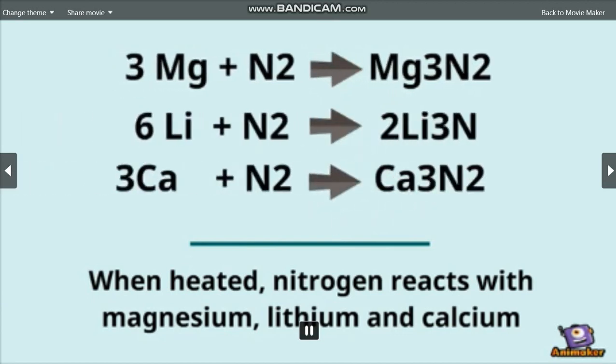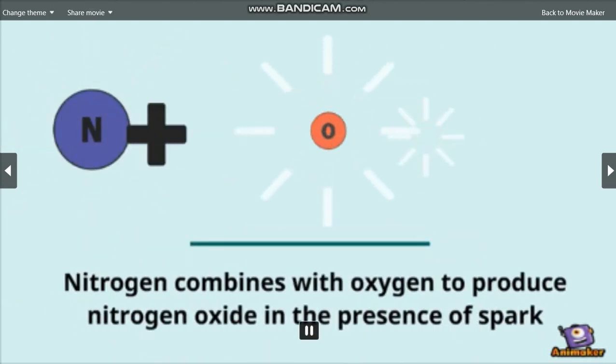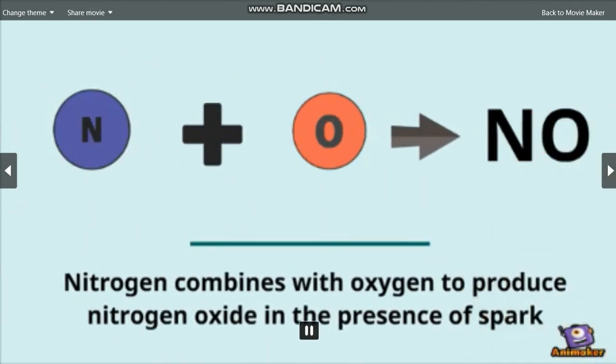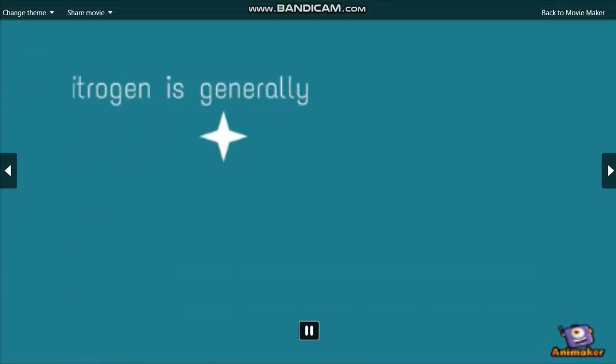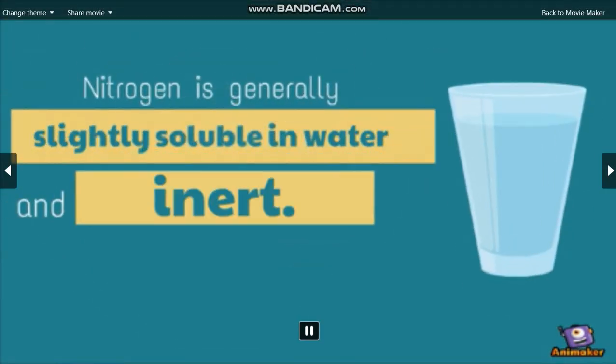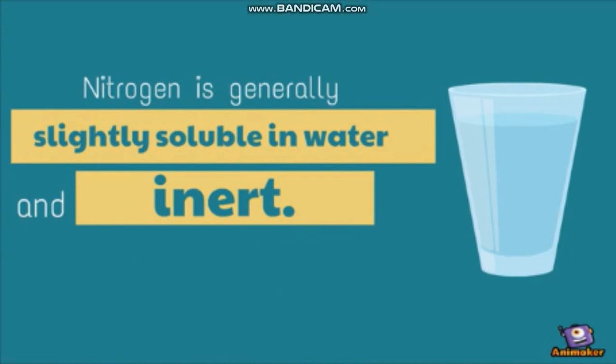When heated, nitrogen reacts with magnesium, lithium, and calcium. Nitrogen combines with oxygen to produce nitrogen oxide in the presence of spark. Nitrogen is generally slightly soluble in water and inert.